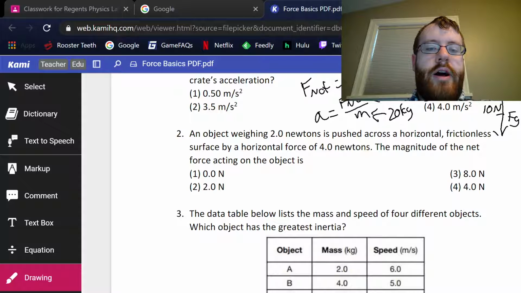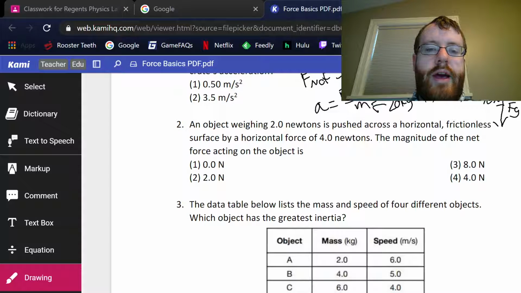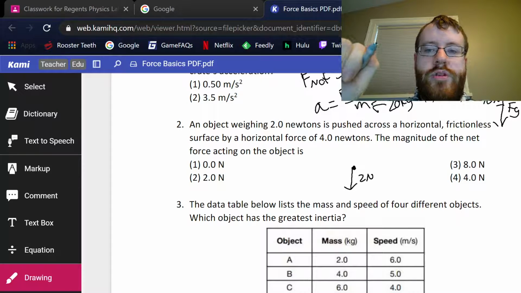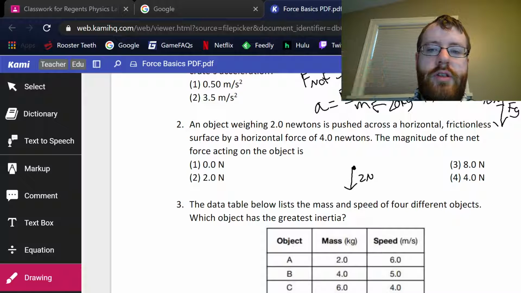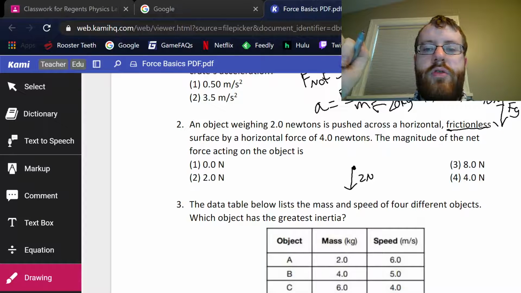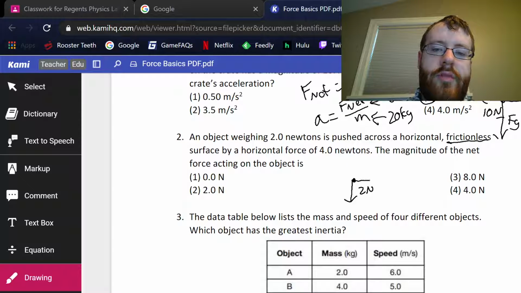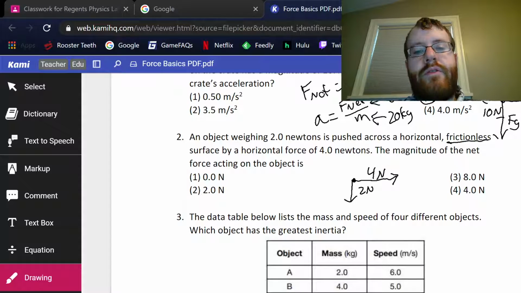All right. Question 2 has an object weighing 2 newtons. So weight is Fg. It's pushed across a horizontal frictionless surface, so we know there's no friction on it, by a horizontal force of 4 newtons. Now, it doesn't specify which direction, but I don't think it matters in this question. So I'm going to say 4 newtons. What is the magnitude of the net force?